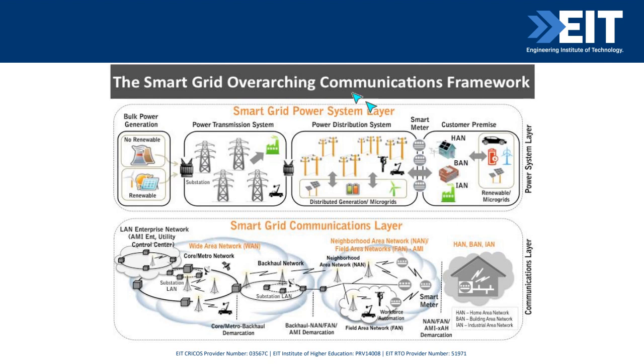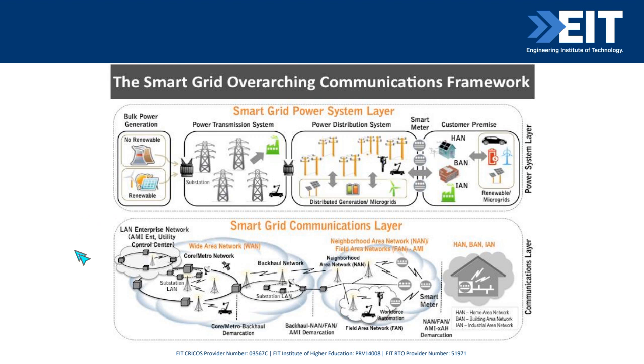So you have seen this layer. This is what we have always seen. There's generation, there's transmission, there's a distribution system. Now we've got all smart meters. You have the home area network, building area network, industry area network, and these are all the rechargeables, the microgrids and all the electric vehicles. This is what we have up till now.